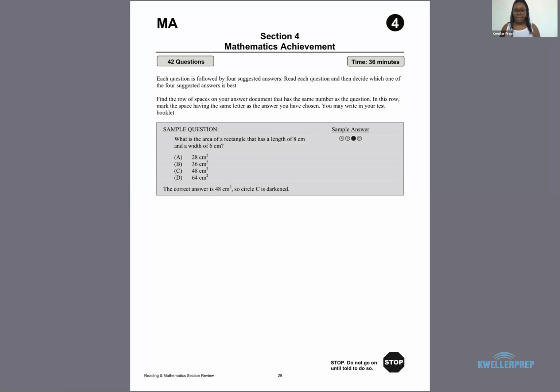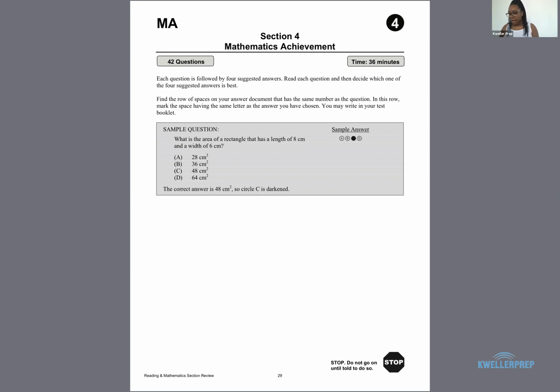All right, so on to math. If you look at this title page right here, you're going to see that it says you have 42 questions, and you have 36 minutes to answer these questions, which means timing is everything for this test. You have less than a minute to answer these questions, so they say. But I'd rather you think about it in this way.